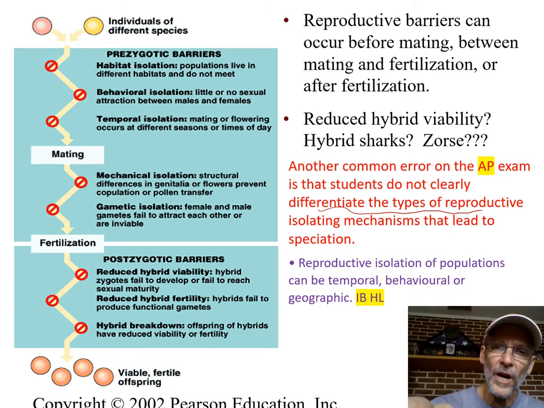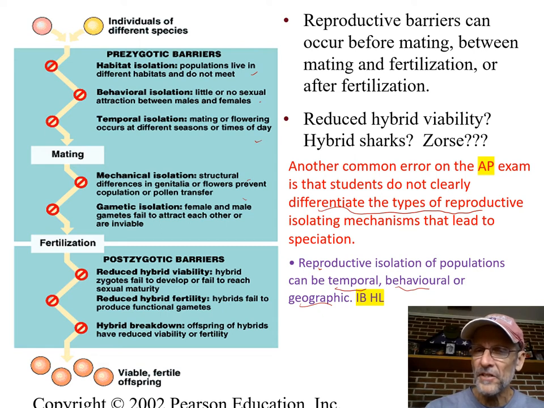Now, you don't have to memorize all these different ones here. You should be able to understand them, though. And then on the IB higher level list, they talk about differentiating between three: ones that are due to geography, ones that are due to time factors, ones that are due to behavioral factors. So, for instance, if a certain type of insect mates during a particular season, and another group of that same species mates in a different season, that would keep their genes from mixing, and that would be a temporal isolating mechanism.